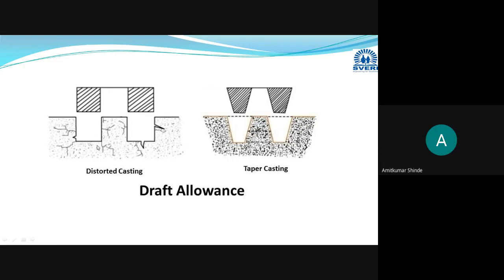You can see here in this diagram, this is the final product or solidified product. This is the mold cavity. From this we are going to remove it. During this removal, the part may get damaged. To avoid this, some taper or allowance, draft, is provided. This will be termed as draft allowance or taper allowance.